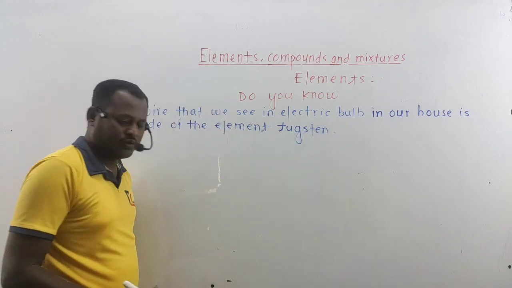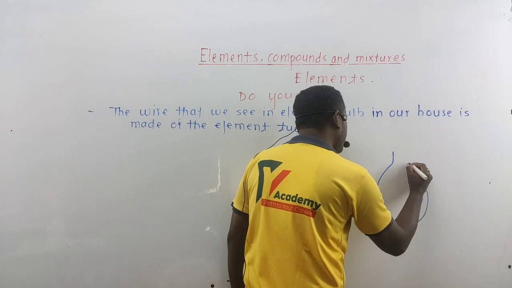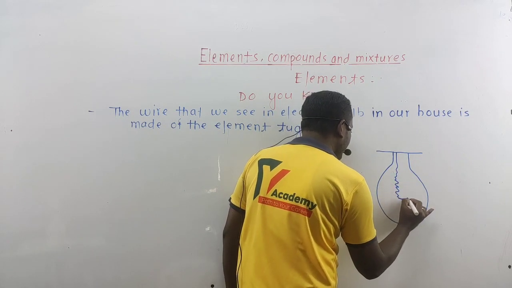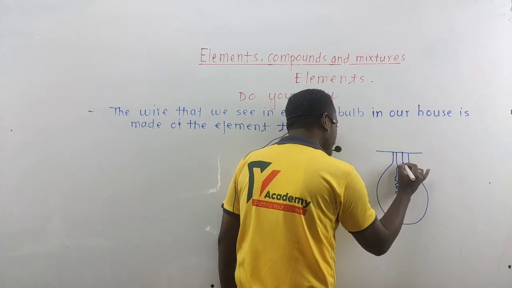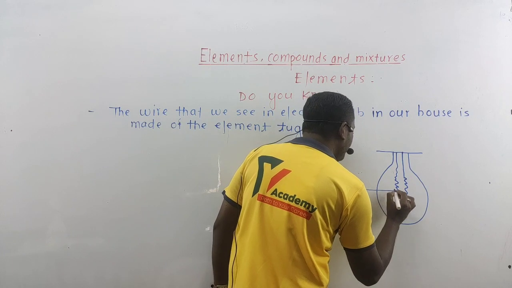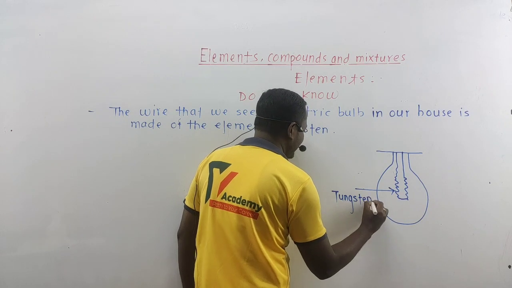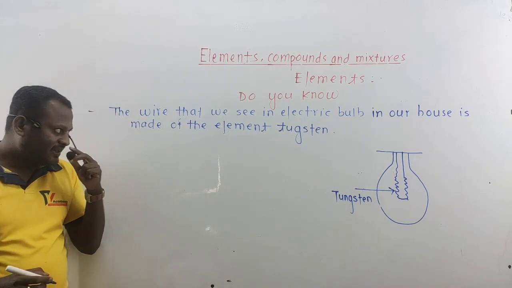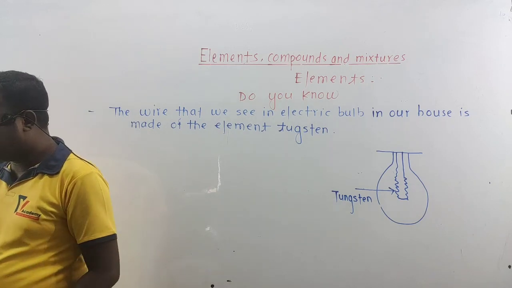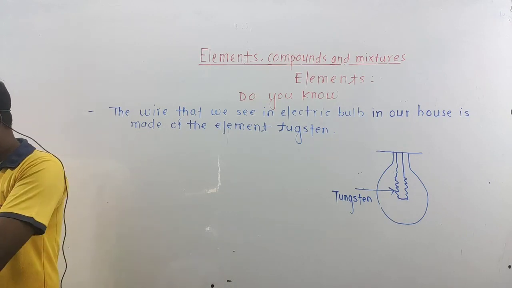Okay, so friends, we know that there is an electric bulb. In that electric bulb you can see the filament, and that filament is made of tungsten, which is a metal. This tungsten is a metal, that is, an element. Its symbol W is derived from its German name Wolfram.